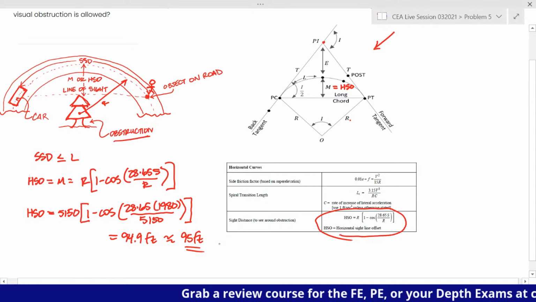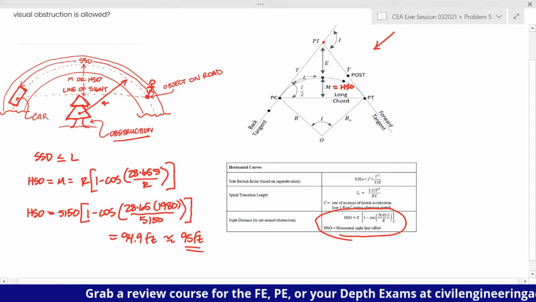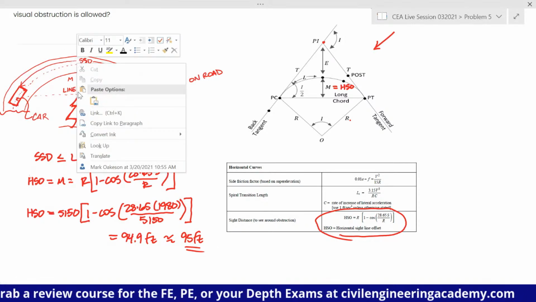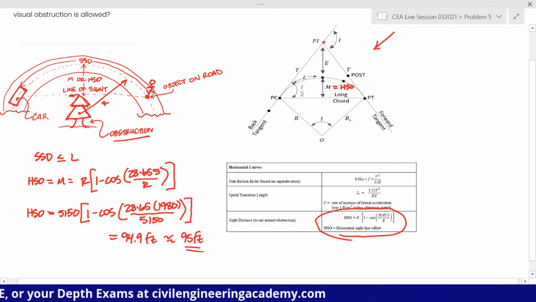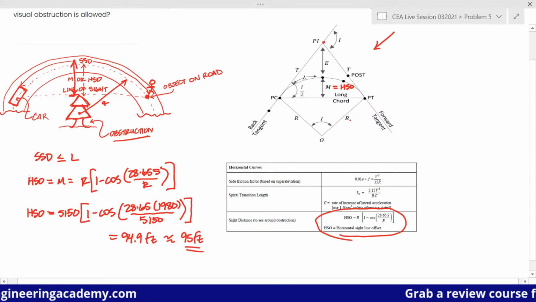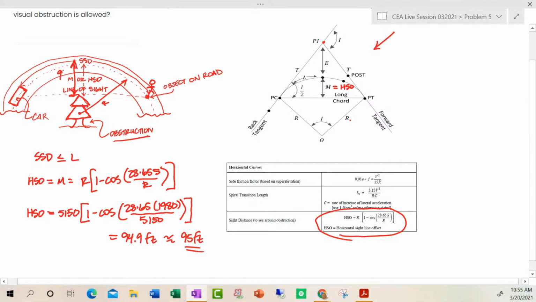And that's your answer. So what we're saying is this distance from center of lane to the top of the obstacle, that distance right there, that arrow should be at the center of the lane. That's your 95 feet.